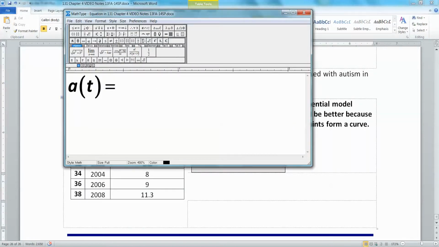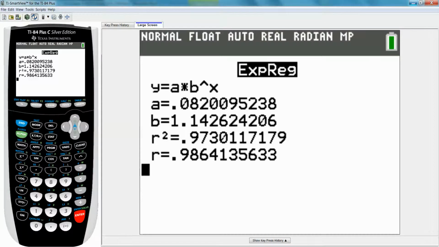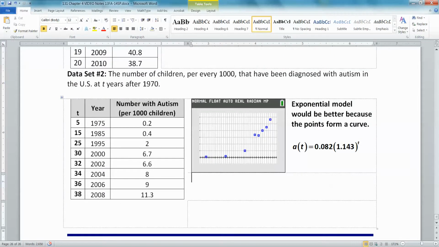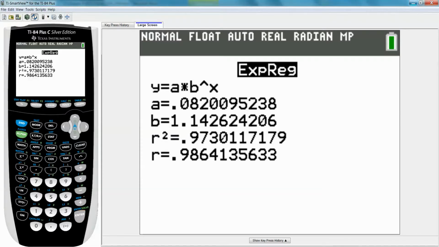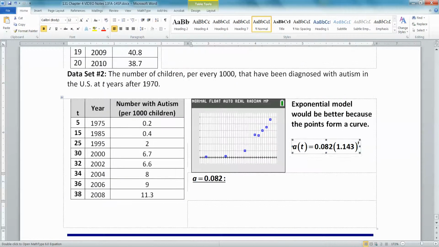Here, a of t equals 0.082 times 1.143 to the t. Okay, so now we have to explain both of those. So we'll start with a is 0.082. That's pretty easy to explain. So I think it was 0.082. Yep, it was. Okay. That is our starting amount, right? Because it's our y-intercept for an exponential model like this.